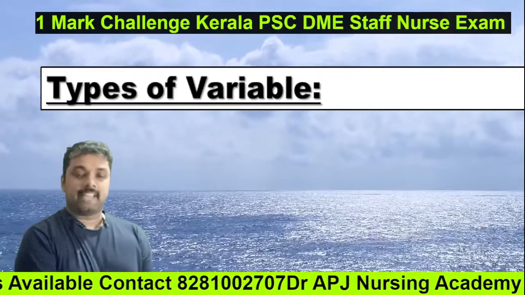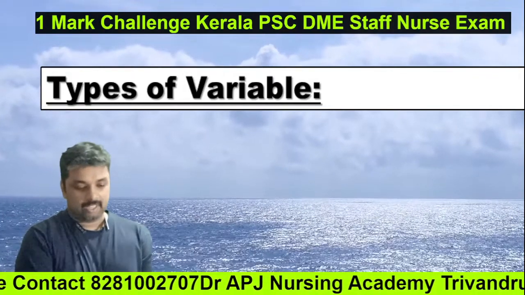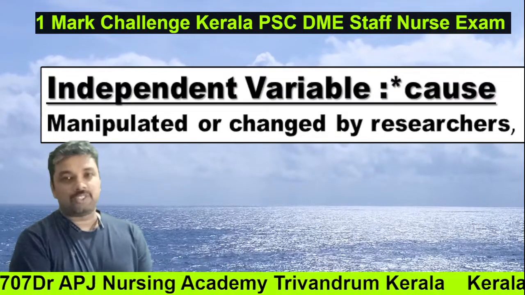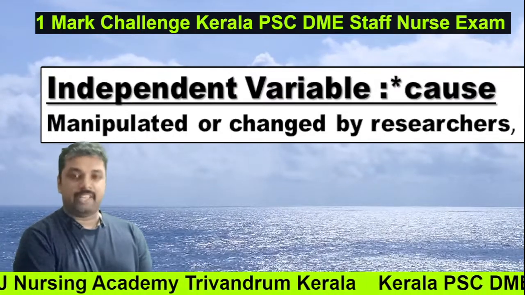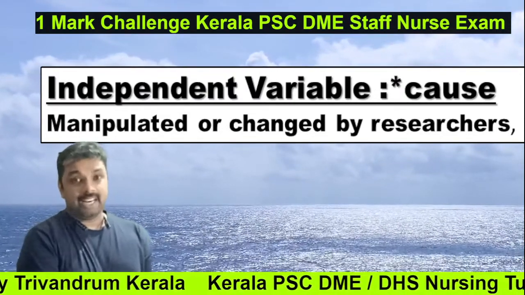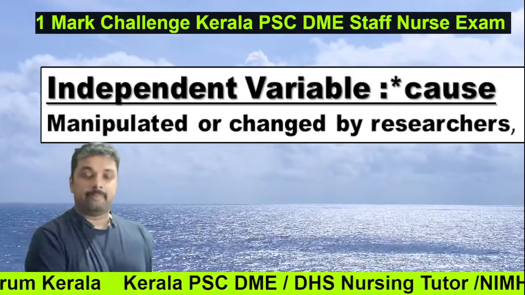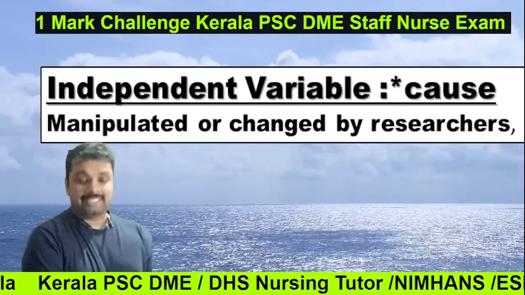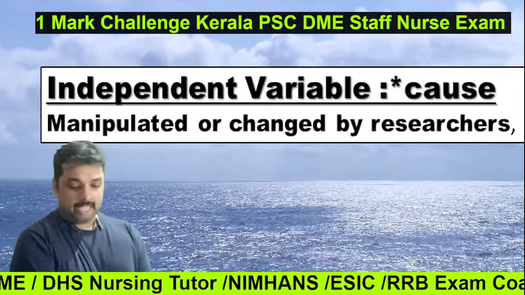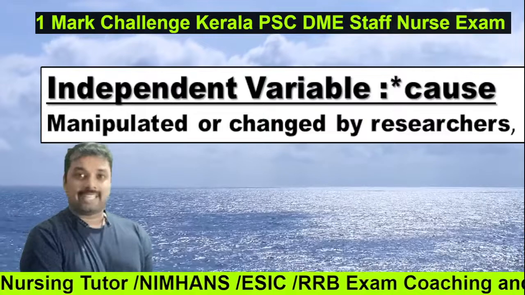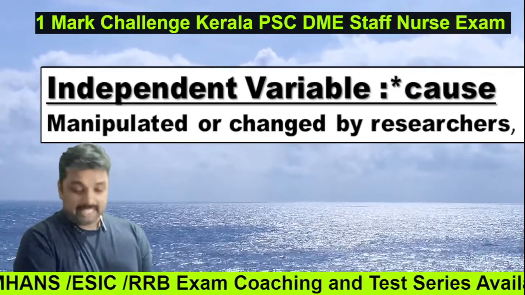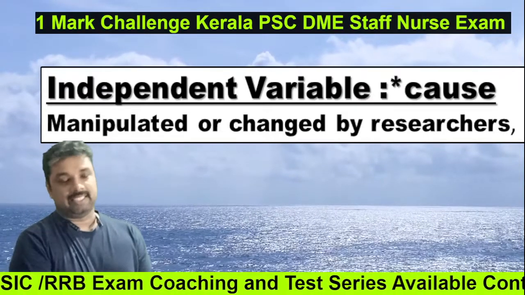Next, types of variable. First, independent variable or cause variable. This is the variable manipulated or changed by the researcher during the study.